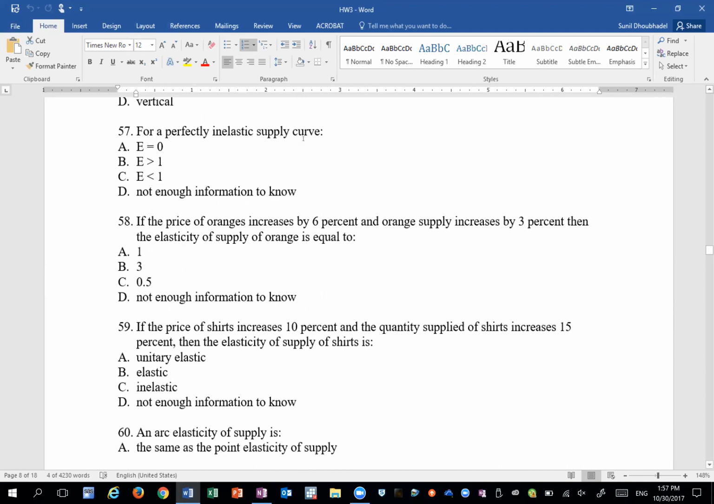Let's say it is a perfectly elastic supply curve. What would be the elasticity value? A perfectly elastic supply would be horizontal. In that case, what would be the elasticity value? Infinity, right? Infinity.